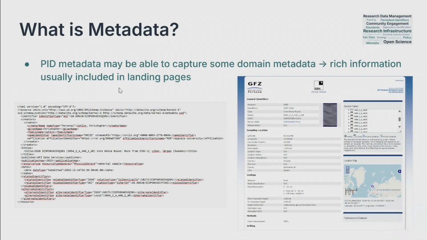You'll see in that list that you don't really have the domain metadata, and that's because PID metadata can capture some level of domain metadata, but it's not really what it's designed for. The domain metadata, that rich information, is usually included in the landing page. So here you have the PID metadata, and here you have the landing page for that PID, and this is a sample, and it includes all sorts of information about that particular sample that a domain expert would want to know.